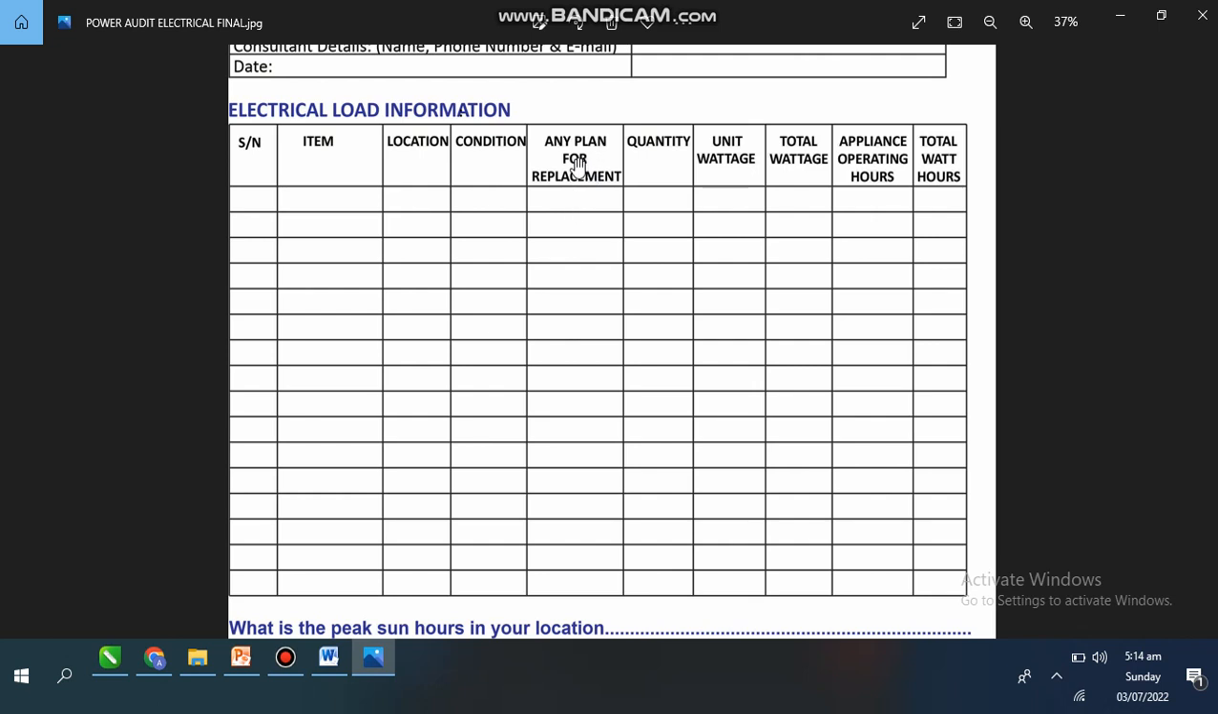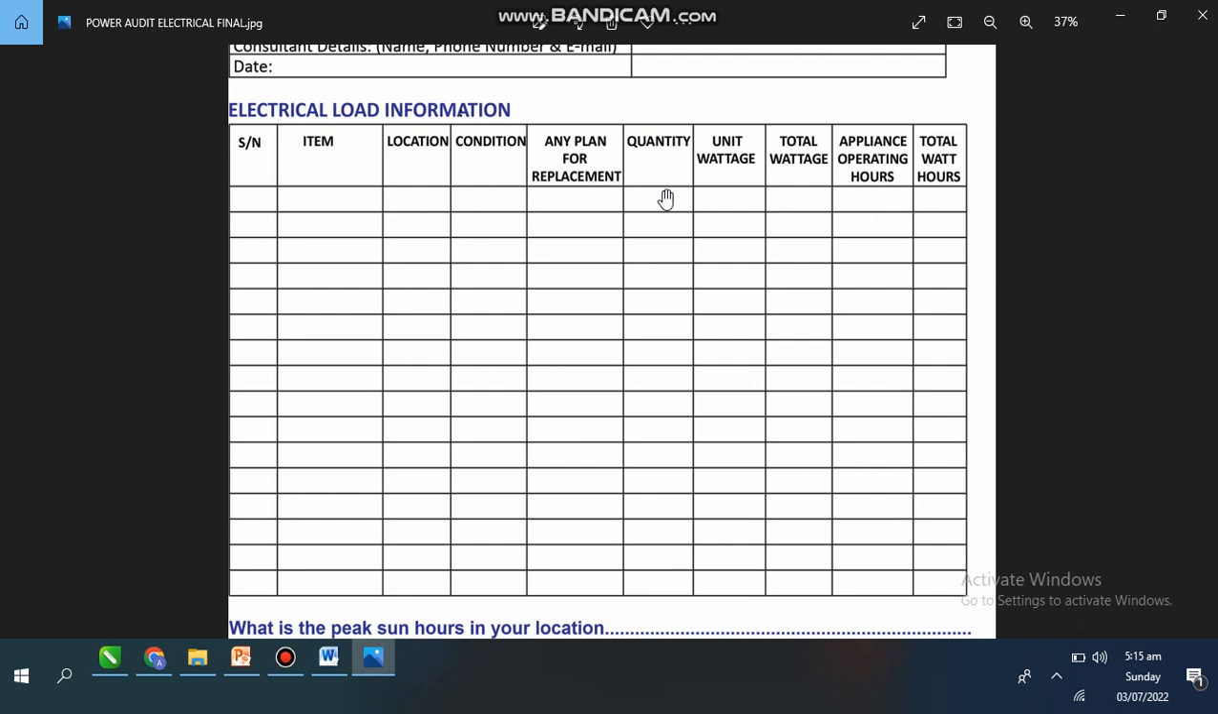So please always ask for this particular information to be provided when you are going for power audit. Any plan for replacement, and equally know the power rating that he or she will replace the non-working electrical load with when you install the system. And sometimes ask for future electrical load, how it will look like. Then the quantity, how many do you have?